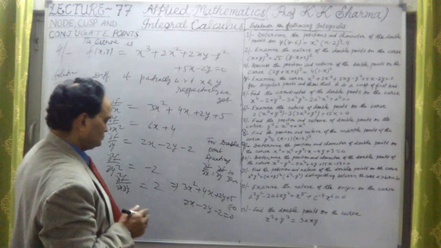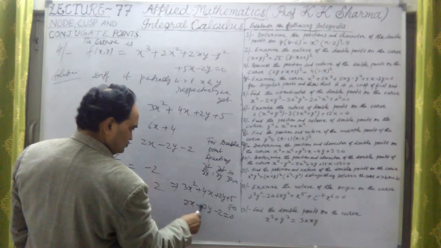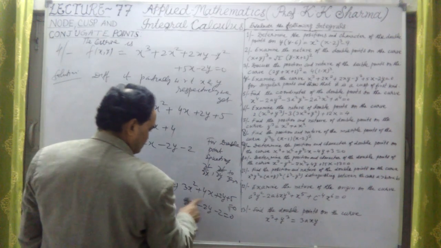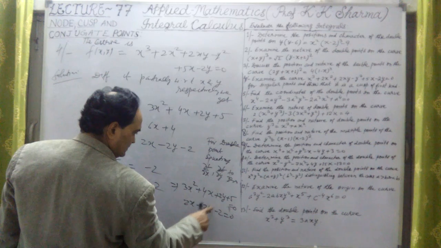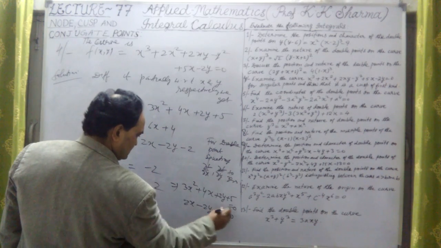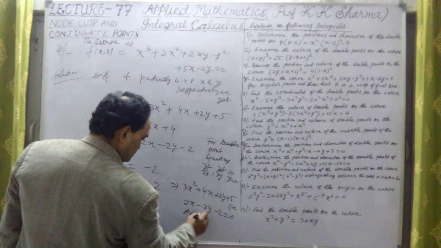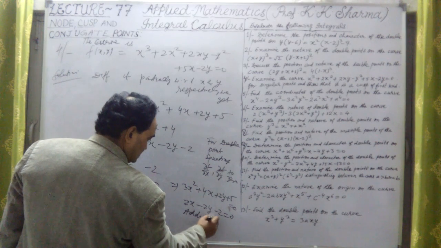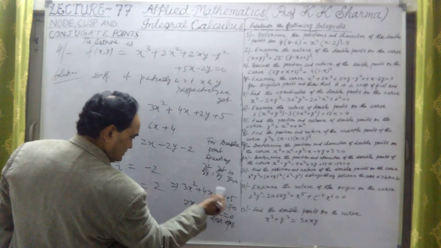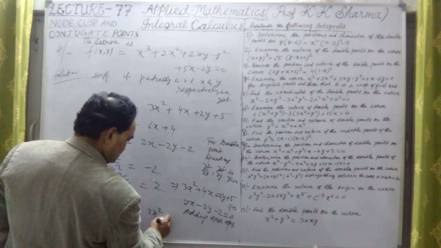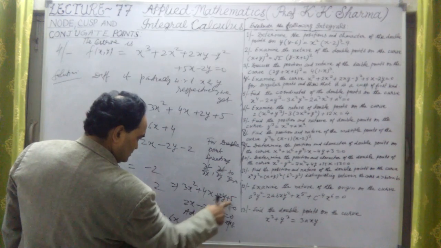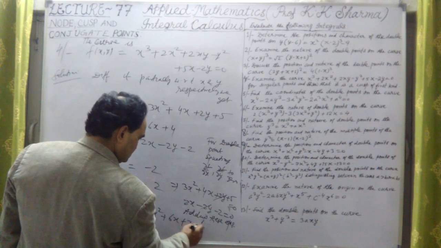Okay. So what do we get? If I add these two equations, twice y cancels out. Adding these two equations, we get minus twice y plus 2y cancel out, and this will be 3x squared, 4x plus 2x is 6x, 5 minus 2 is plus 3 equal to 0.